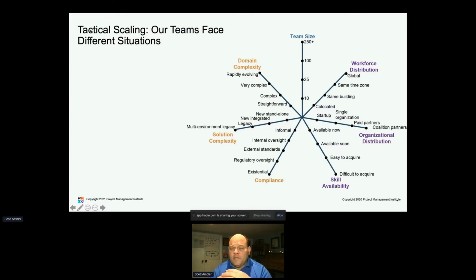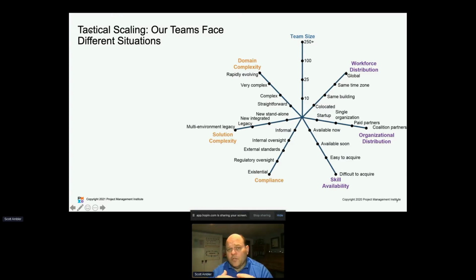And then, are we organizationally distributed? Are we a very small organization? Are we a collection of different groups of people in the same company working together? Do we have coalition partners? How available are skills? Do we have the right people for the job right now, or do we have to grow them or hire them? Do we have regulatory compliance? So we might have no compliance at all, or we might have life critical existential compliance requirements. And of course, we're going to work in different manners depending on where we are in that spectrum.